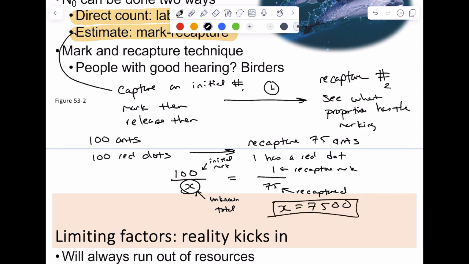So we would say, off of our estimation, we are guessing that there is 7,500 ants in this area, which is obviously ridiculous because that number is way too small. But that's how we would do this. Would you rely on doing it once? Of course not. You would do this over and over and over again. And then you would average them, and then you could do statistics on that.